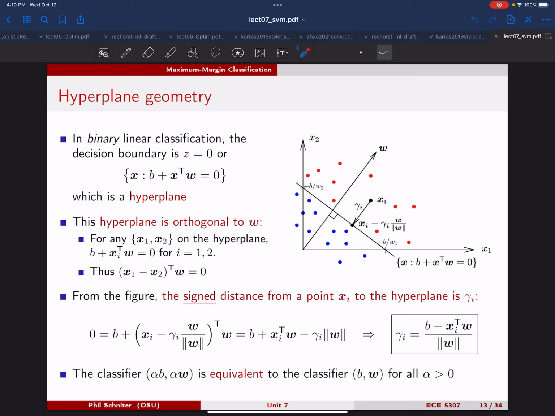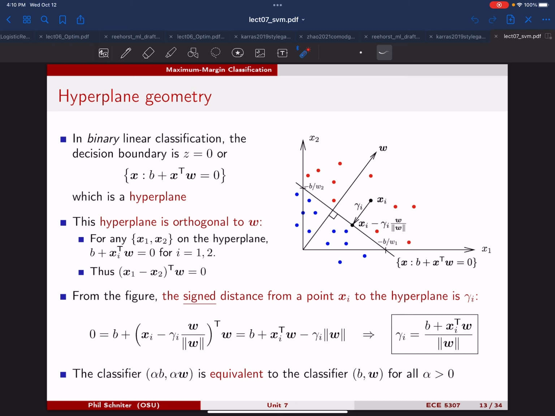All right, good afternoon, everyone. So we're going to get into our discussion of the support vector machine today. There's a number of details to kind of swallow here, so please try to pay attention.